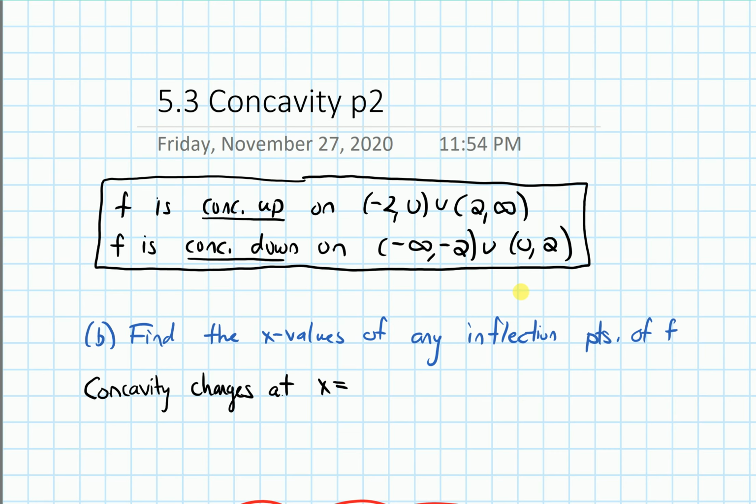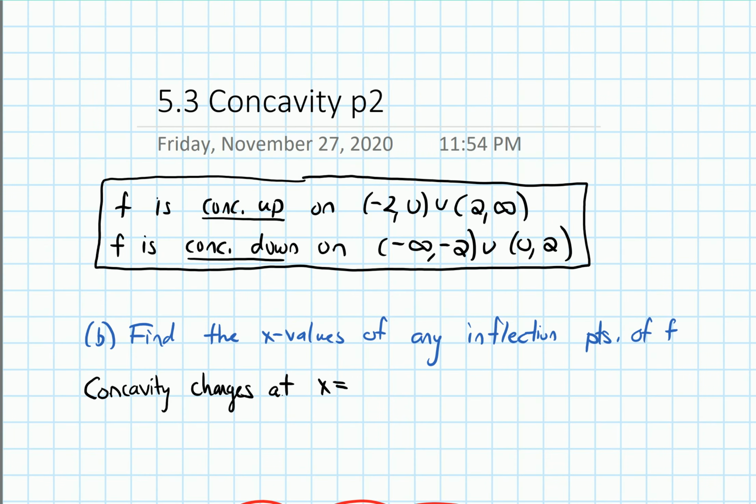So it changed at negative 2, concave down to concave up, at 0, from concave up to concave down, and at 2, from concave down to concave up. Okay, so let's write down all of those values. So this just asks for the x values of the inflection points. So that happened at negative 2, 0, and positive 2. Those are the places where the concavity changes, but I still need to check, well, is my original function continuous at these? If my original function is not continuous at these, they're not inflection points. So that's important to remember.